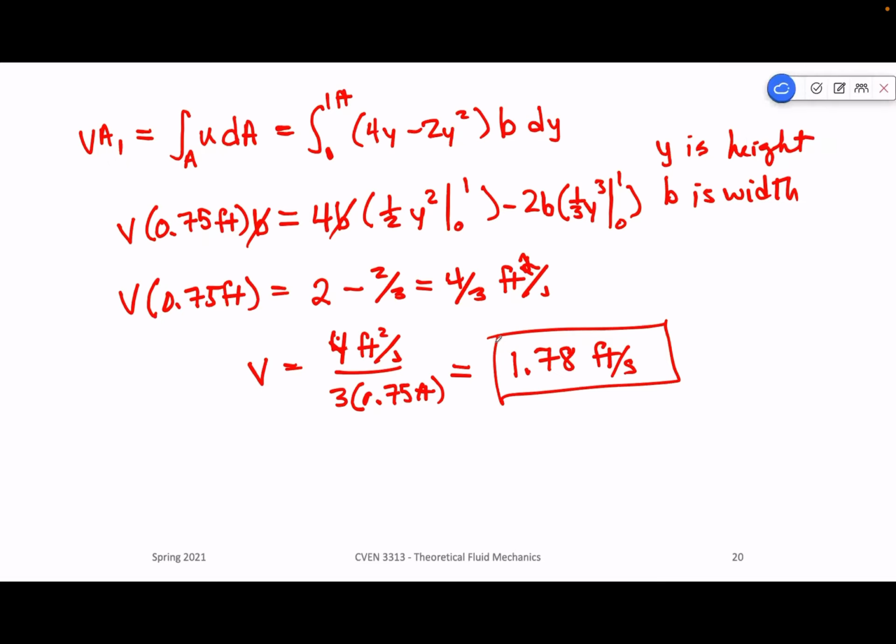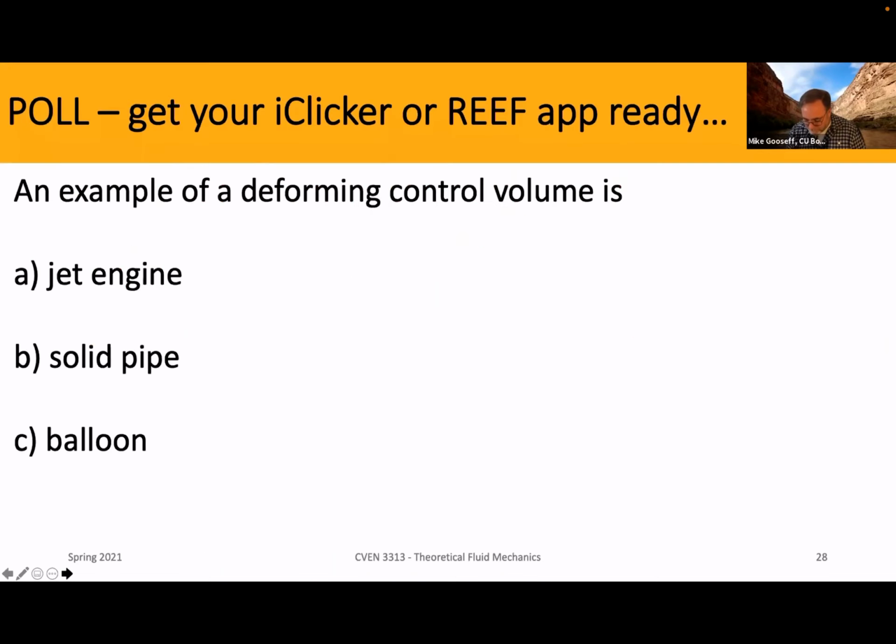Perfect. Okay, last thing here. An example of a deforming control volume is A, a jet engine, B, a solid pipe, or C, a balloon.